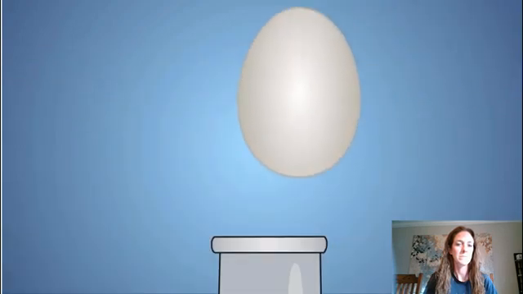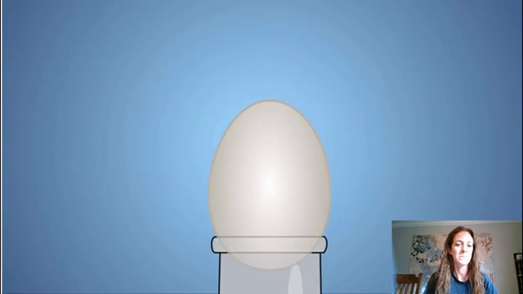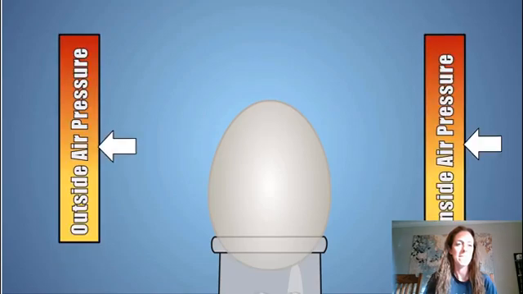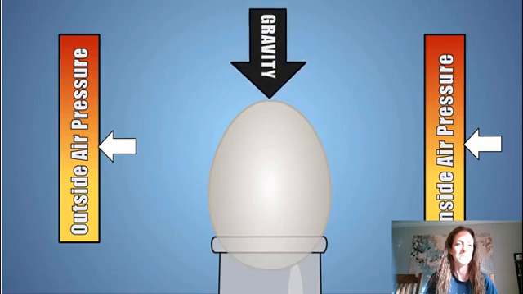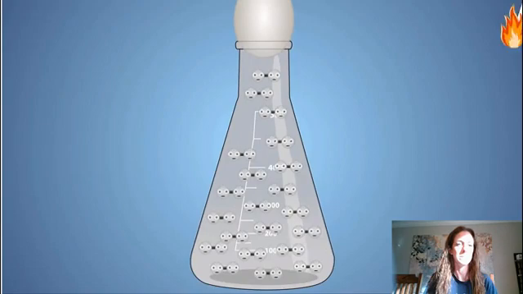Normally, when you place an egg on top of the bottle, it won't fit through the bottle's opening, because the egg's diameter is larger than the opening of the bottle. Since the pressure inside and outside of the bottle are the same, the only force that pushes the egg into the bottle is gravity, but gravity isn't strong enough. Our bottle is full of air molecules.